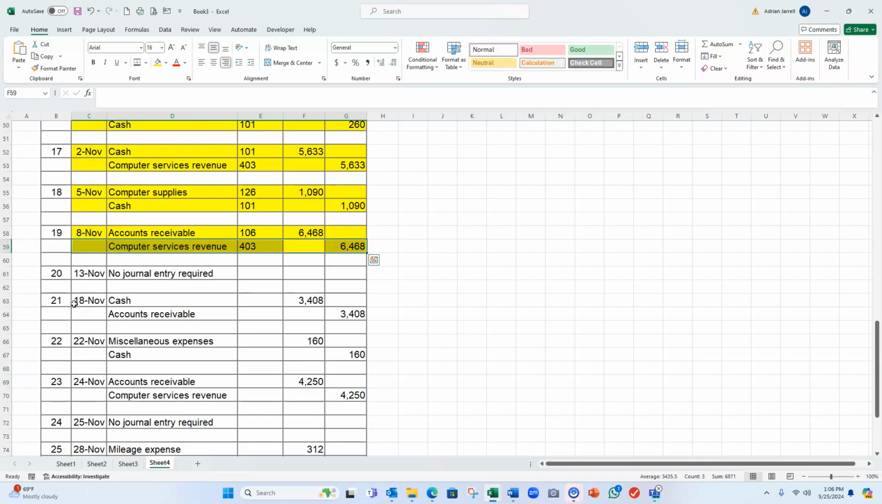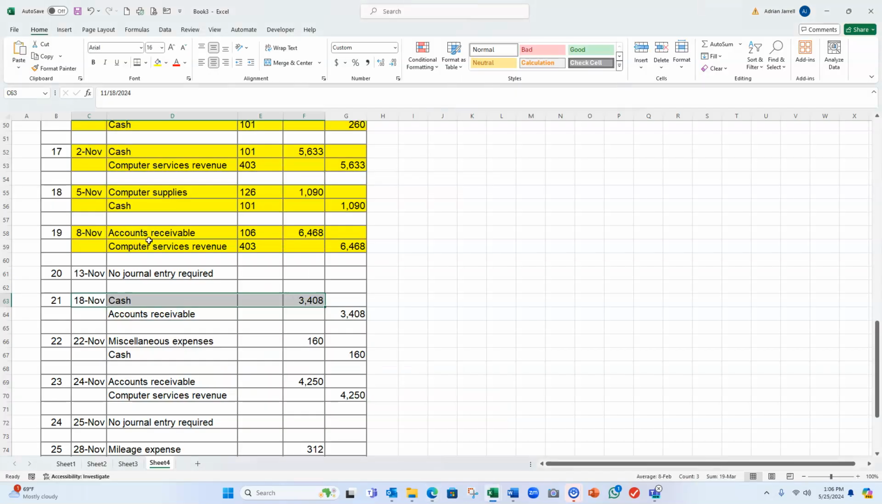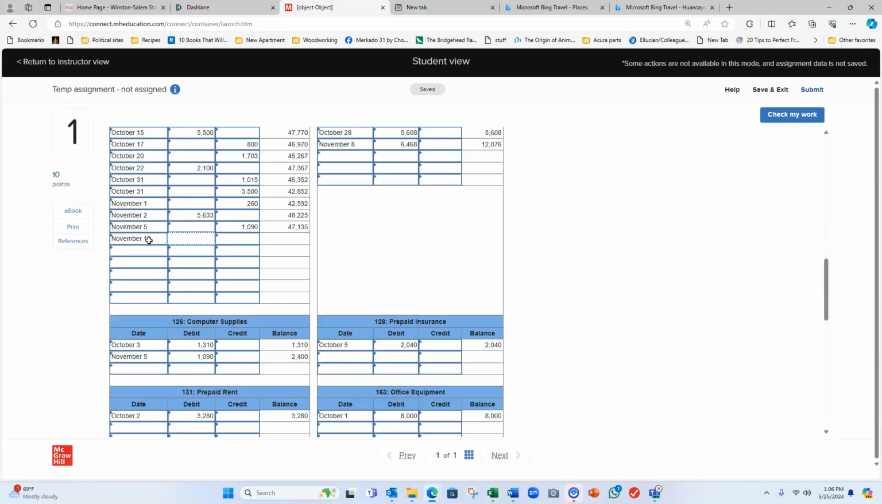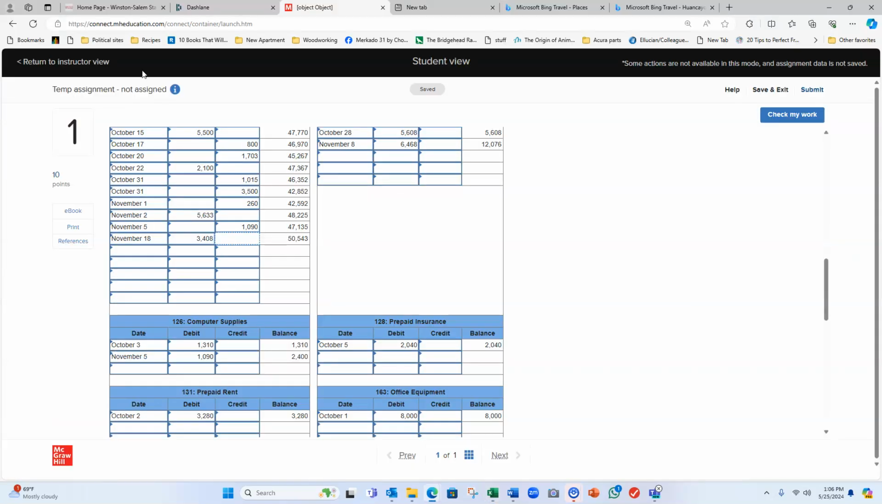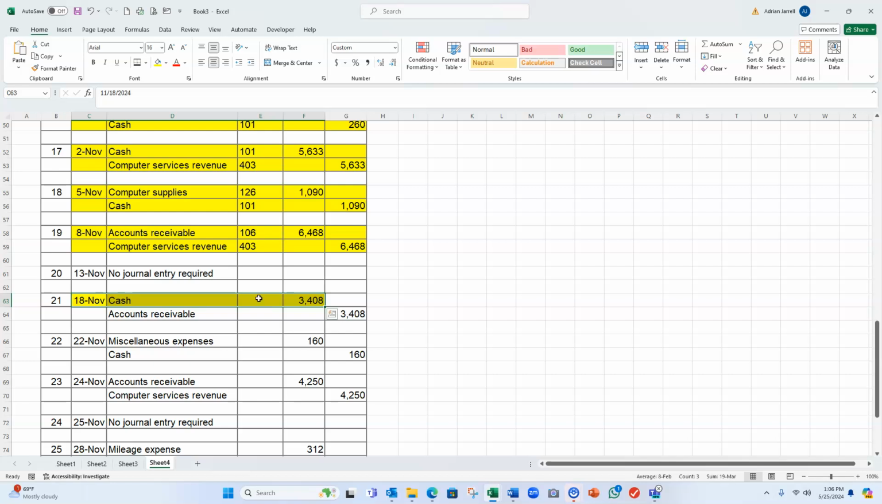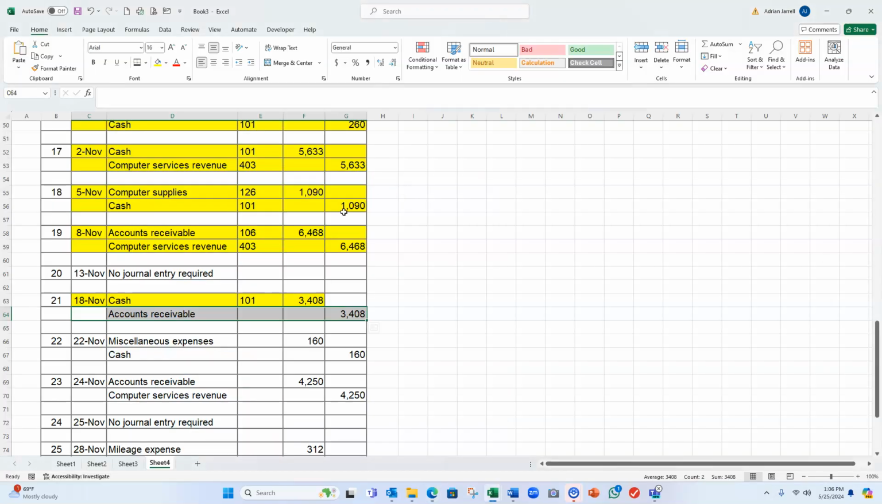No journal entry on the 13th. On the 18th, we're going to debit cash for $3,408. Make sure the amount. Yep. We're going to credit accounts receivable for $3,408 on the 18th. Account number 106.